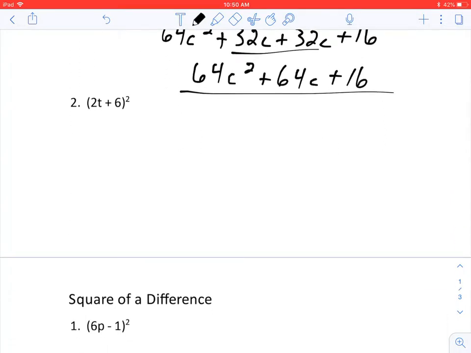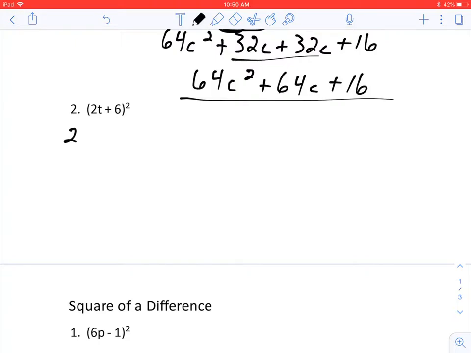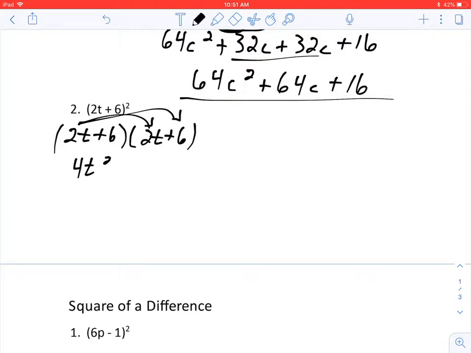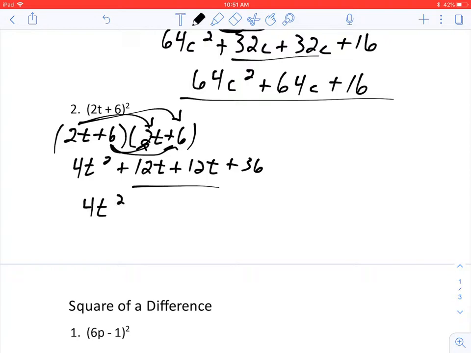All right, moving on to the next one. Same exact thing. We're going to take an expression 2t plus 6, and we're going to multiply it by 2t plus 6. So first term, 2t times 2t is 4t squared. 2t times 6 is 12t. 6 times 2t is also 12t. And then 6 times 6 is 36. Two center terms are 12t plus 12t, which is 24t, plus 36. And there's our final answer.